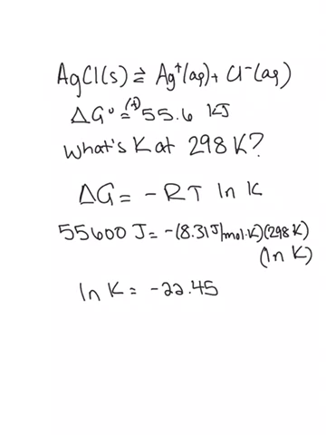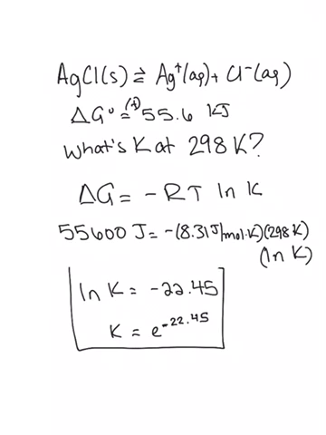So I could undo this and I could say that K is equal to e to the minus 22.45. You could solve that out in your calculator and find that it's a very small number, right? Because that's a negative exponent. Or you could stop at one of these two points. It's not necessary to go down to a complete number. You could stop at ln K equals a number or at K equals a number. And so now we have this way to go back and forth between equilibrium constants and delta Gs.